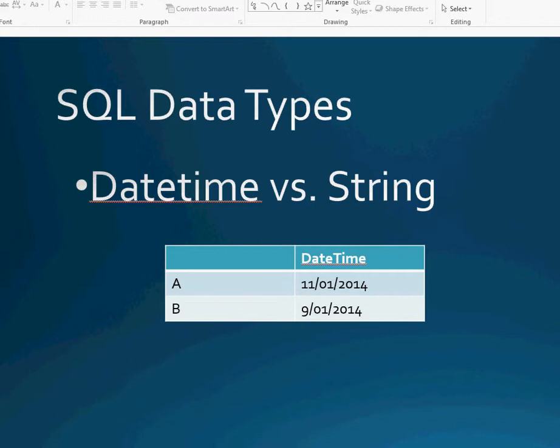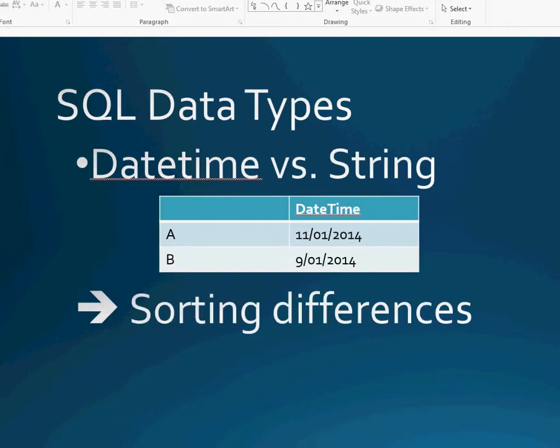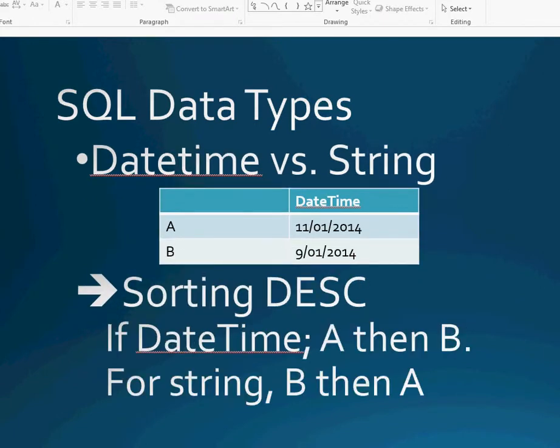So look at datetime versus a string. Notice that rows A and B are datetimes, 11 2014 versus 9 of 2014, and the descending order of these is as shown. So 11 is the most recent, and 9 is further in the past. If you were to sort these based upon a datetime, it would do that as I just described.